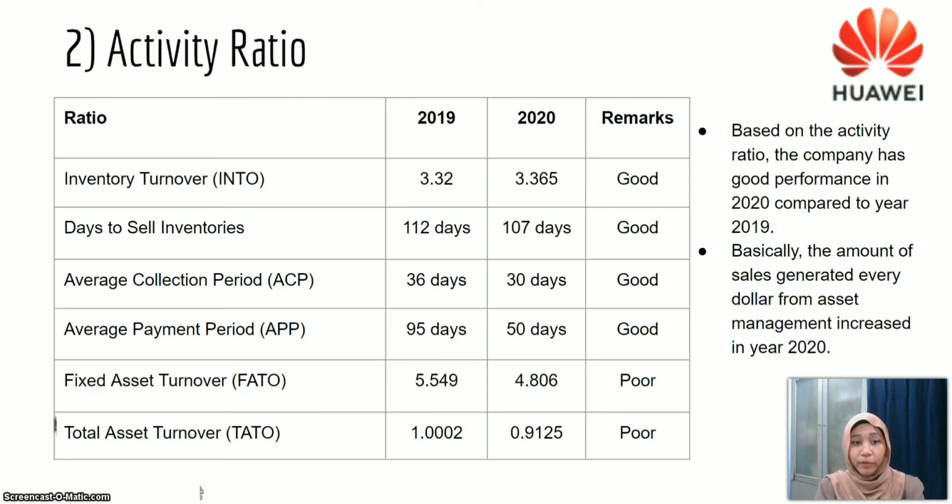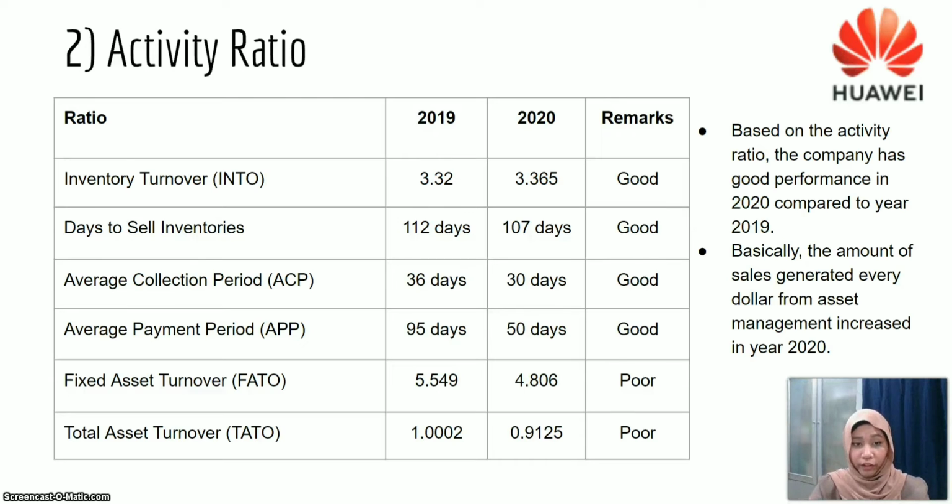Moving on to activity ratios. The first one is inventory turnover, which shows how many times the company turns over its inventories in a year. Basically, a higher ratio is more favorable. The formula is cost of goods sold divided by inventories. As we can see, in 2020 the company has a 3.365 times ratio compared to 2019, which is 3.32, and thus the company shows a good performance.